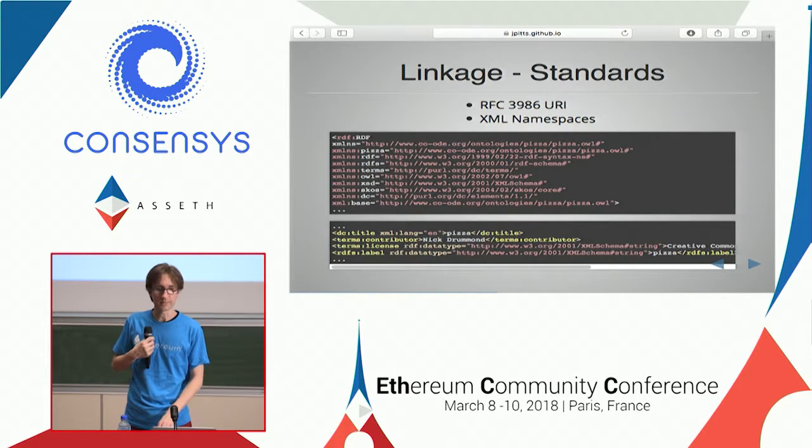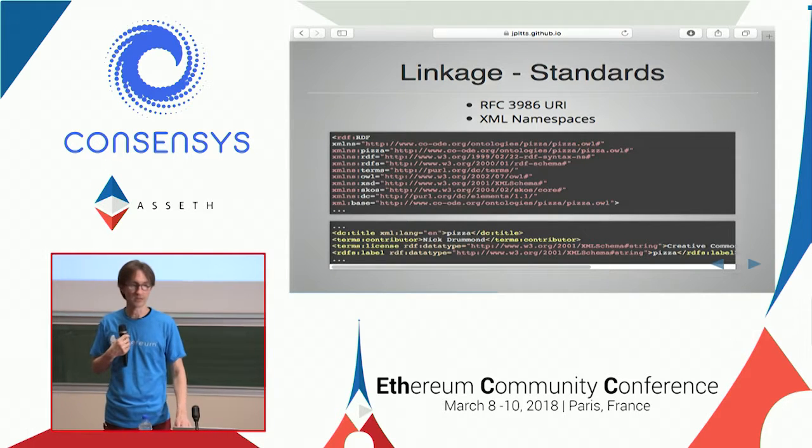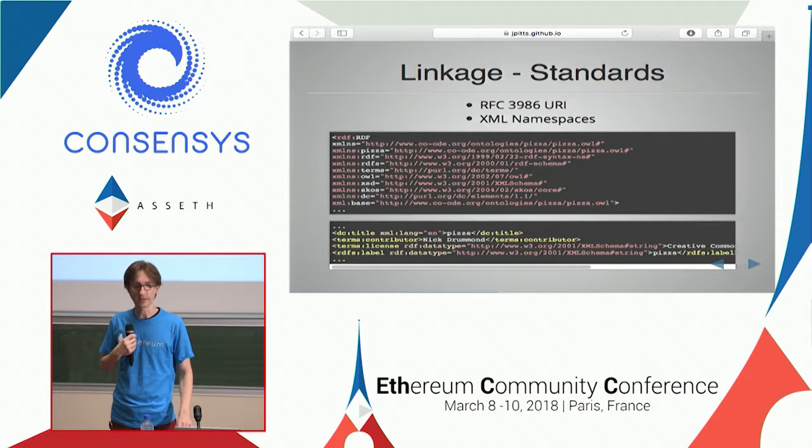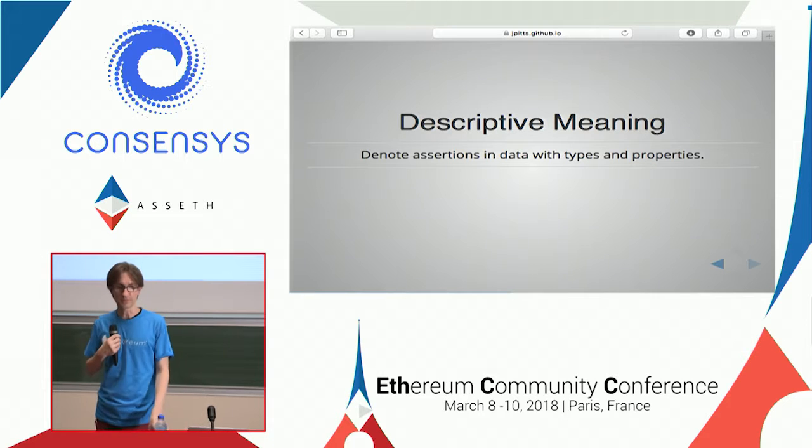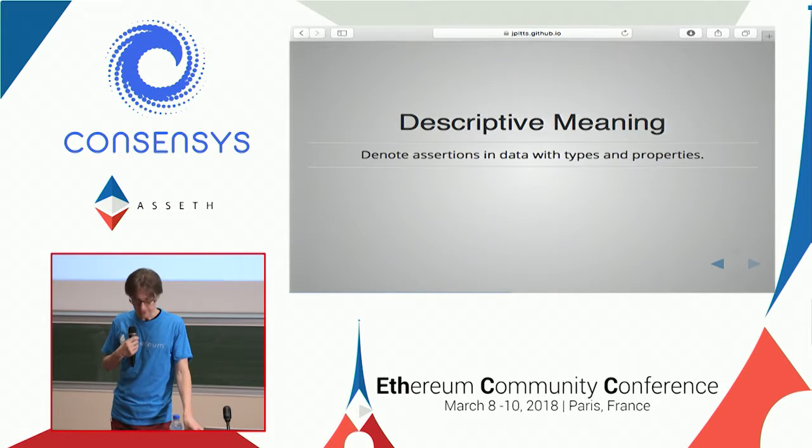You see there, pizza, referring to the location of the pizza OWL, which is an ontology. An OWL follows an ontology. And so if you go to that location, you'll just see this giant chunk of text of the pizza ontology. So you think of descriptive meaning, types and properties, much like a database table.